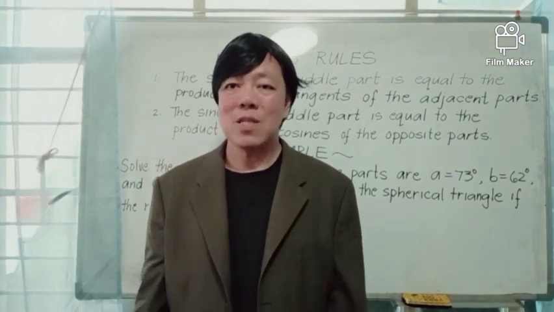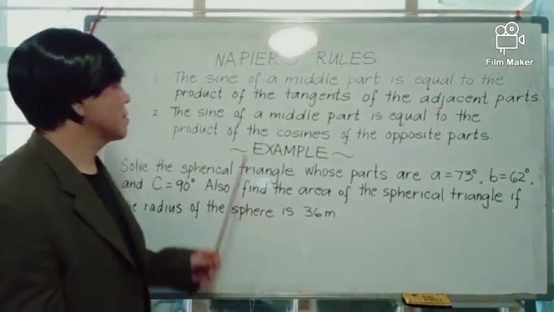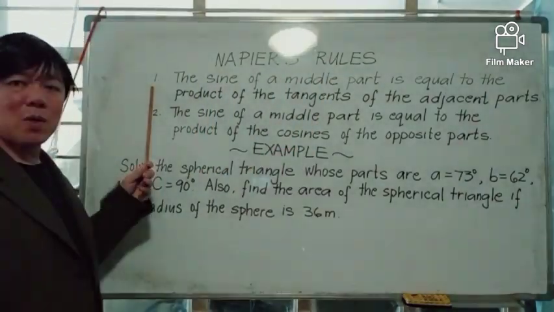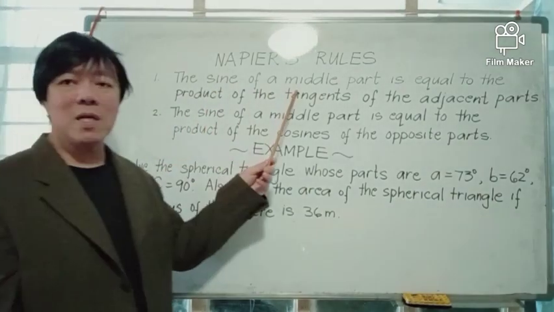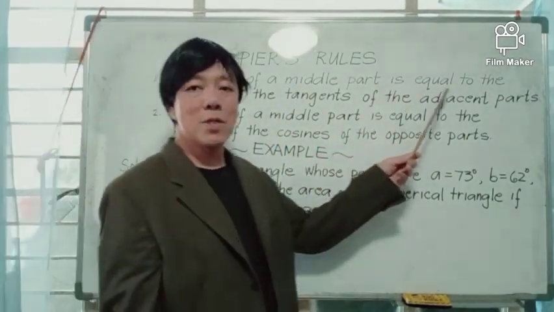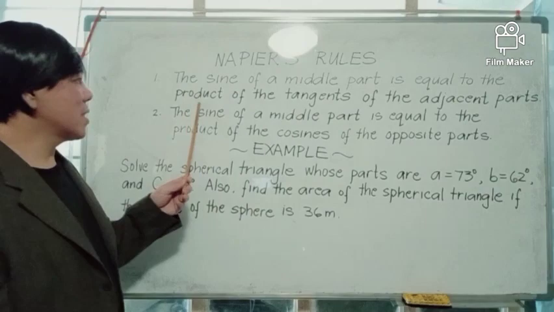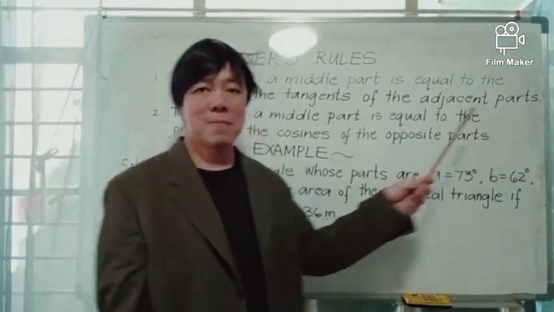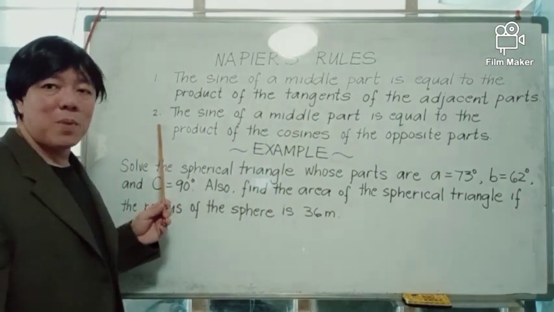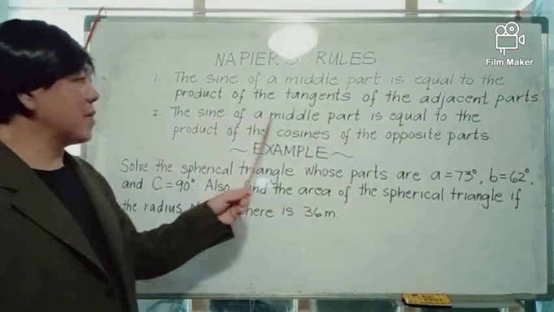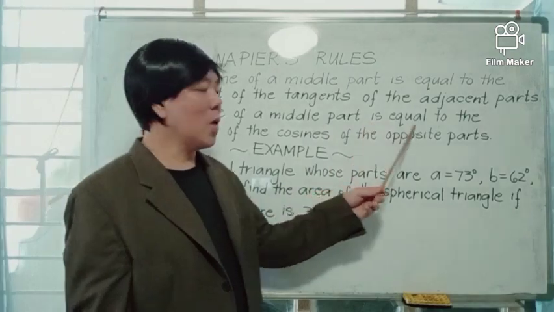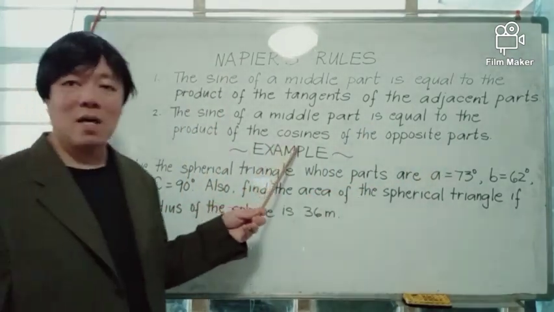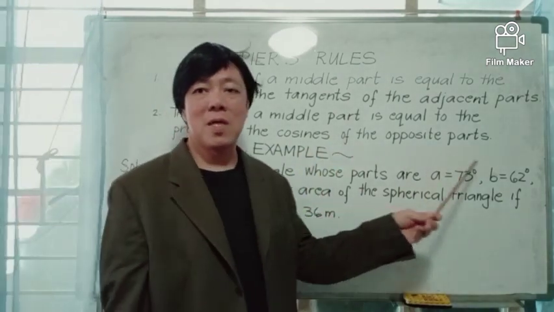We state again the two Napier's rules. Number 1, the sine of a middle part is equal to the product of the tangents of the adjacent parts. Number 2, the sine of a middle part is equal to the product of the cosines of the opposite parts.